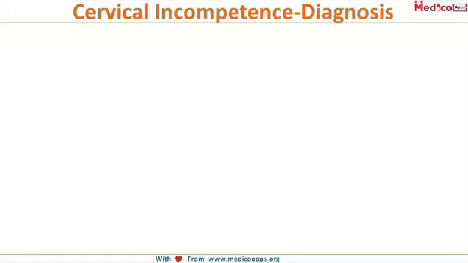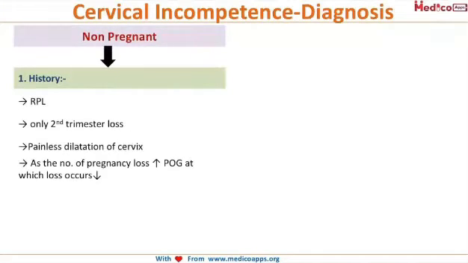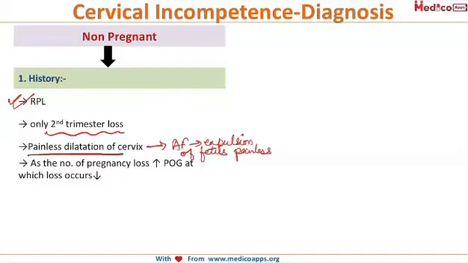Cervical incompetence. Now, for the diagnosis, history is very important, and in this the patient will have a history of recurrent pregnancy loss, and these will be second trimester losses, in which there is painless dilatation of the cervix followed by expulsion of the fetus, which is again painless.